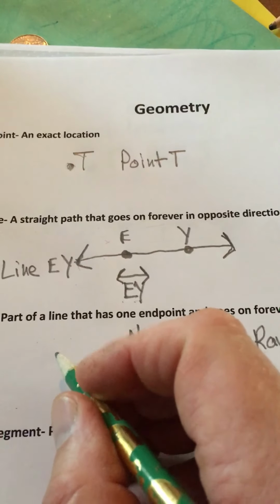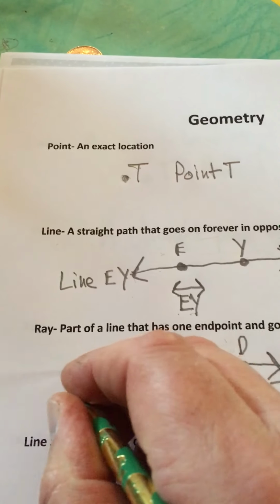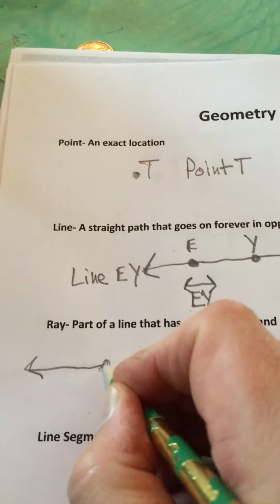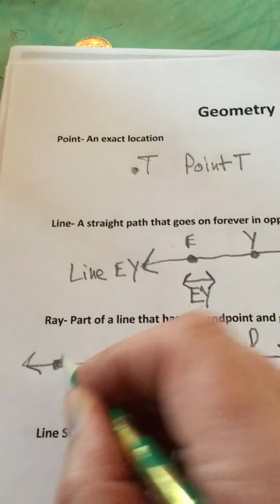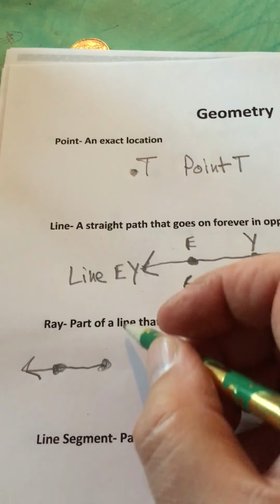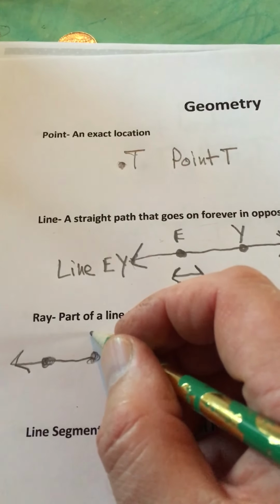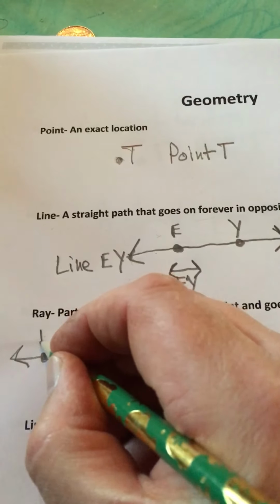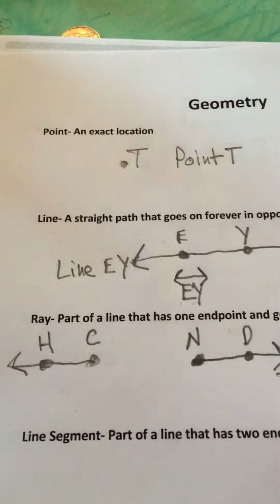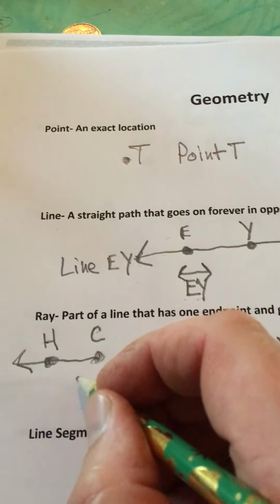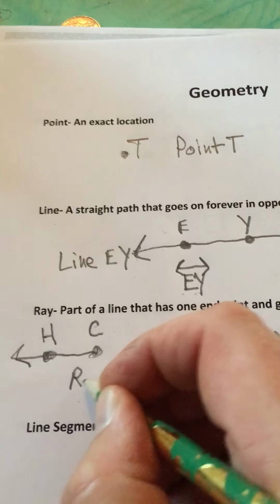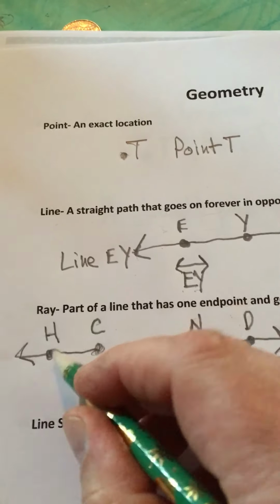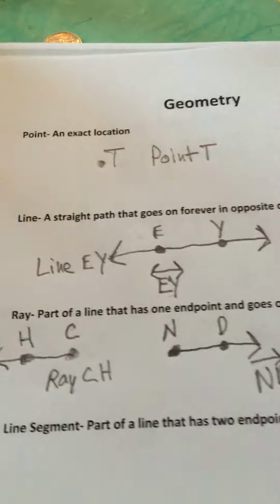All right? I can draw another one where it goes that way. And draw one here. And here. All right? Oh, we need a boy. Who should we do? Let's see. We'll put a C here. And an H here. Who's that for? Caleb. All right? And that would be ray CH. Even though the H comes first in the line, you start by naming the endpoint.